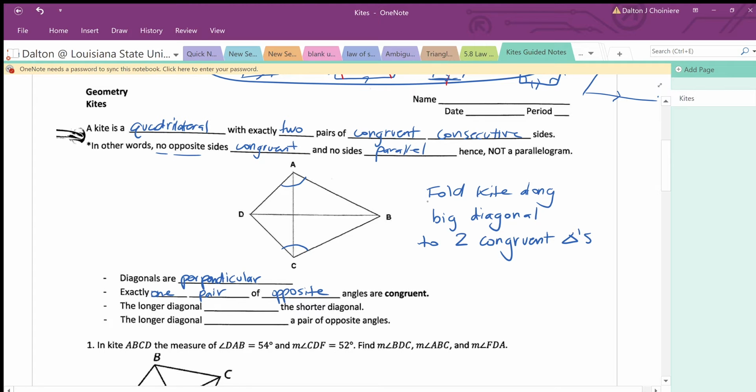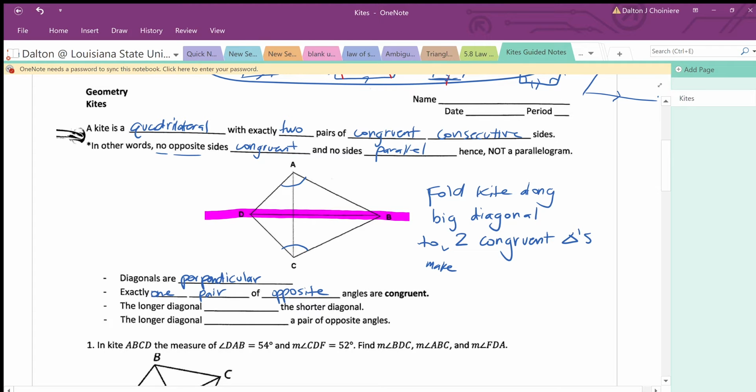Fold the kite along the big diagonal to make two congruent triangles. The big diagonal is literally just whichever diagonal in the middle is bigger. So in this case, obviously DB is longer.